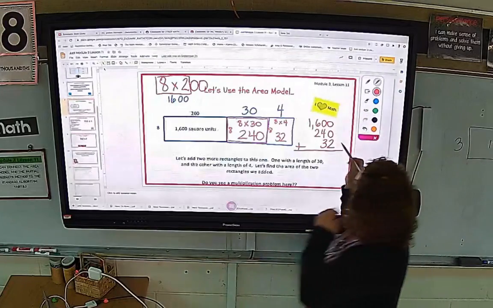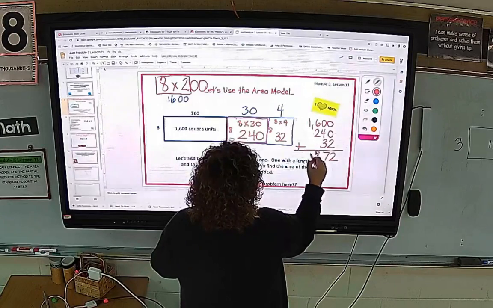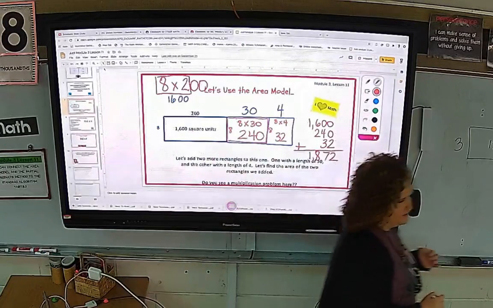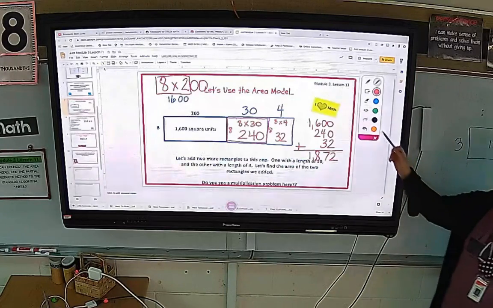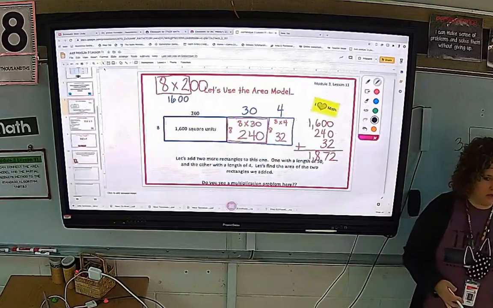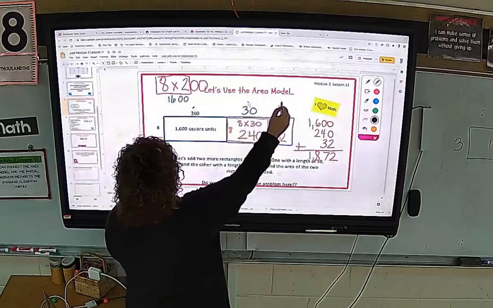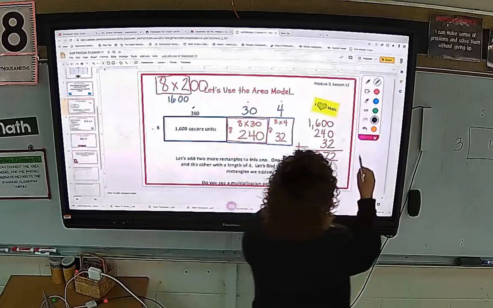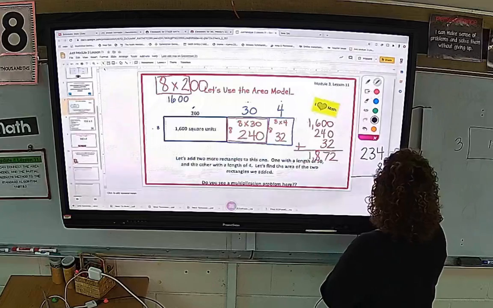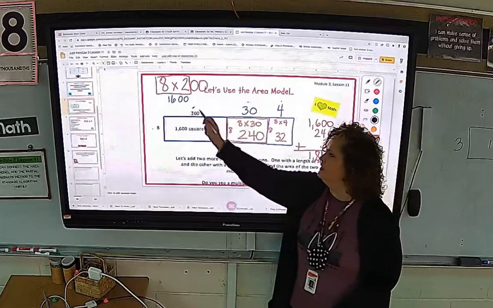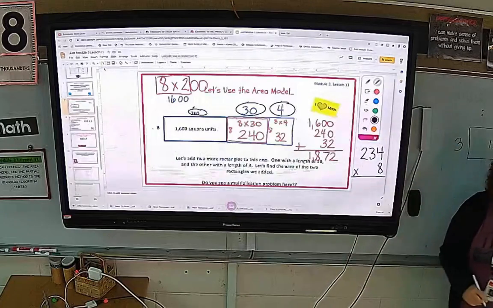Okay? So this is 2, this is 7, 8, and 1. 1,872. You know what you just did? You just used the area model to multiply 234 times 8. That was using the area model.